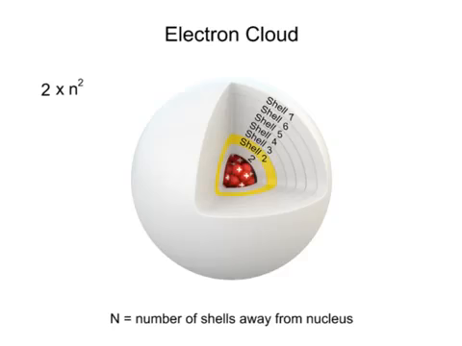For the second shell, it would be 2 times 2 squared, or 2 times 4, to give 8 electrons. For the third, 2 times 3 squared, or 2 times 9, equals 18 electrons. And for the fourth shell, it would be 2 times 4 squared, or 2 times 16, yielding 32 electrons, and so on.